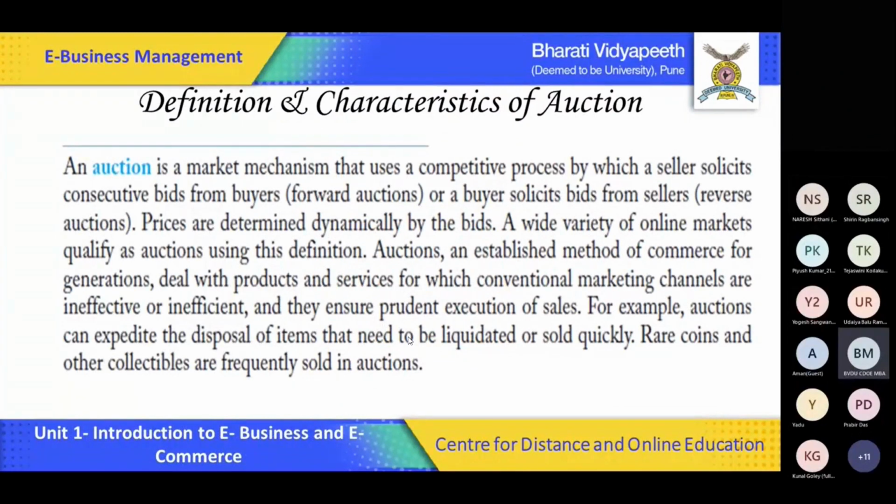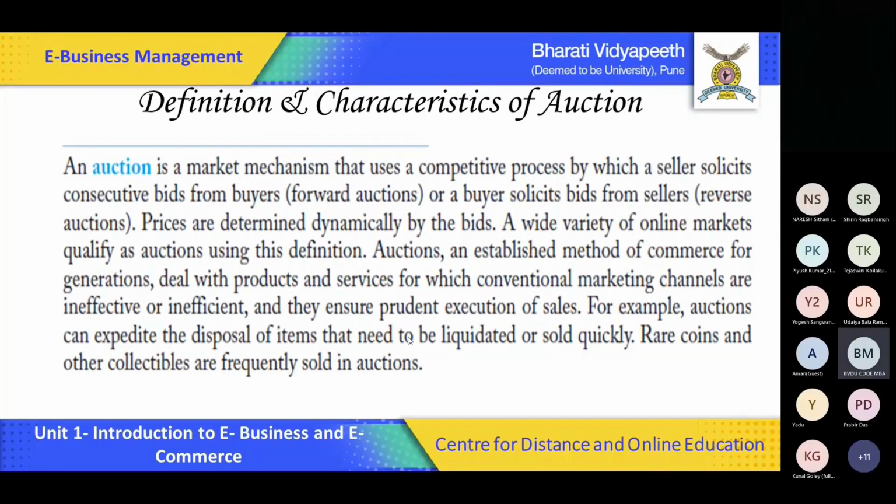Now let's see what comes under the auction. So here we are going to talk about the auction. What is an auction? It is a market mechanism, a competitive process by which a seller solicits consecutive bids from buyers, known as a forward auction, or a buyer solicits bids from sellers, a reverse auction.